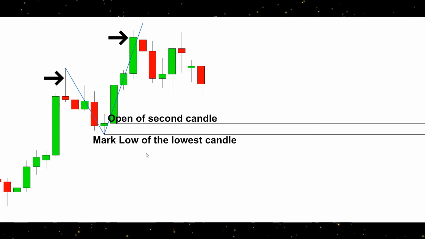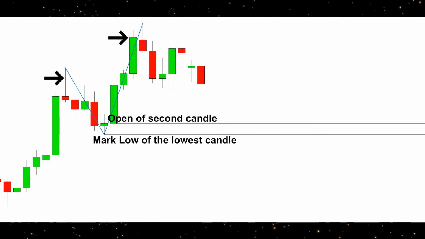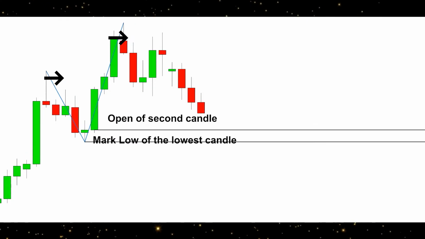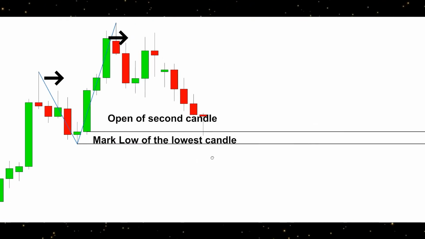Wait for the price to come to the demand zone. Once the price comes to the demand zone, I'll immediately make an entry. Now check it out. The price came to my zone.